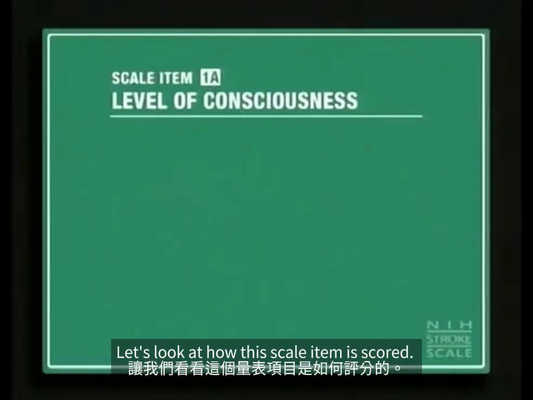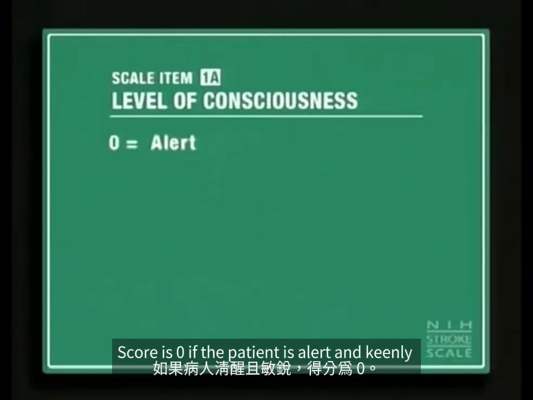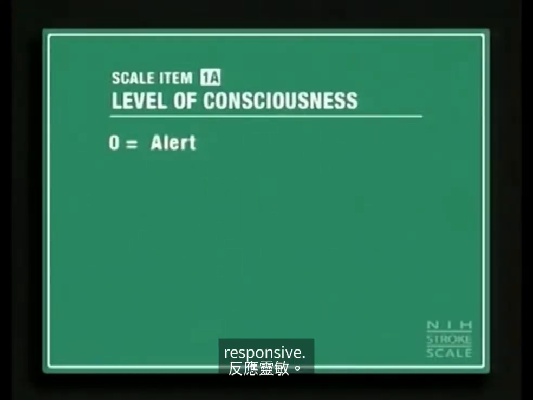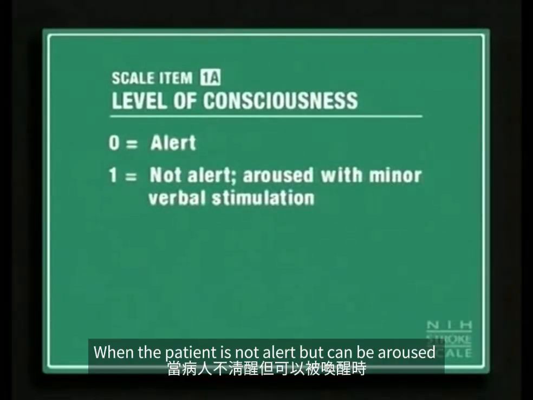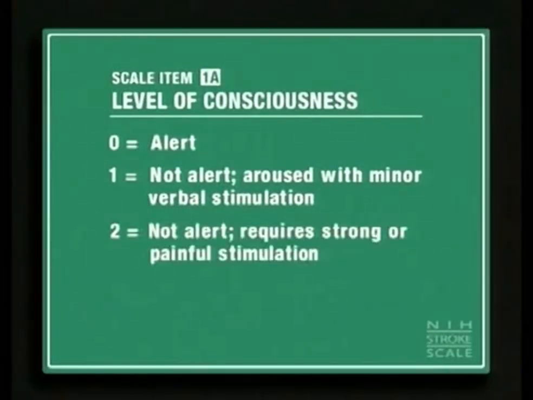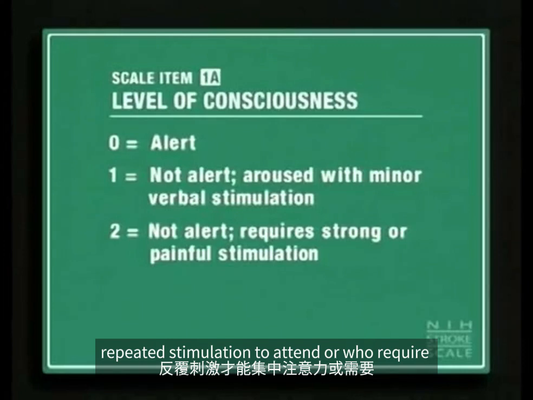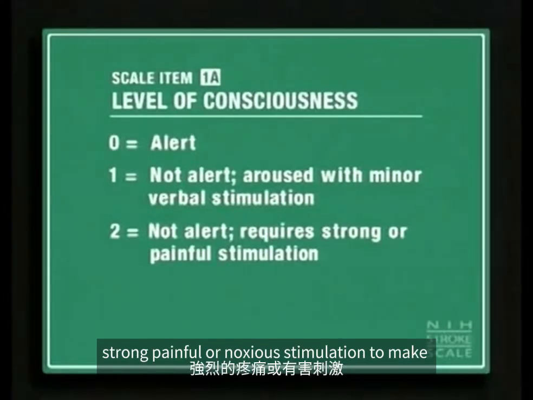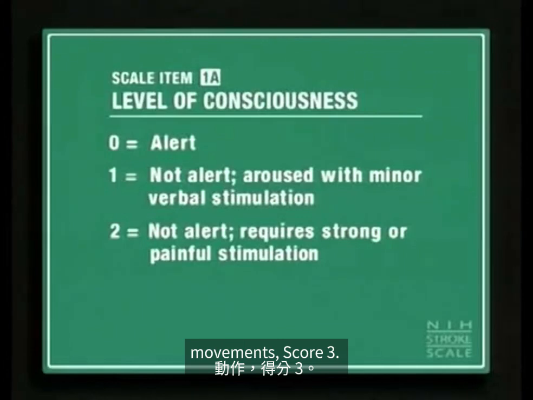Okay. For scale item 1A, this patient scored a 0. Let's look at how this scale item is scored. Score a 0 if the patient is alert and keenly responsive. Score a 1 when the patient is not alert but can be aroused with minor verbal stimulation. Score a 2 for the patient who is not alert and requires repeated stimulation to attend, or who requires strong, painful, or noxious stimulation to make movements.